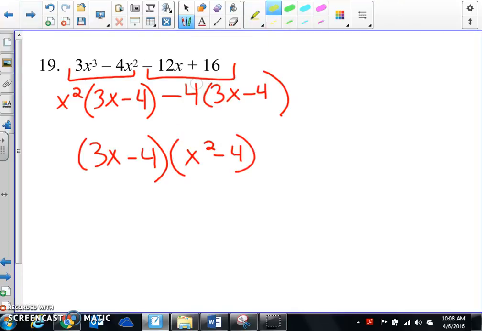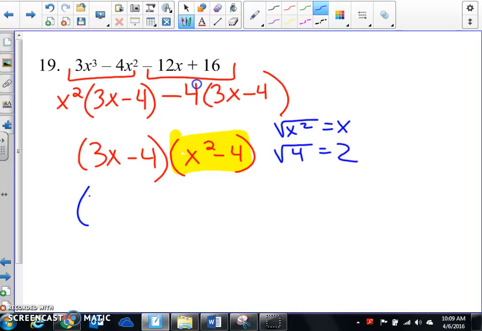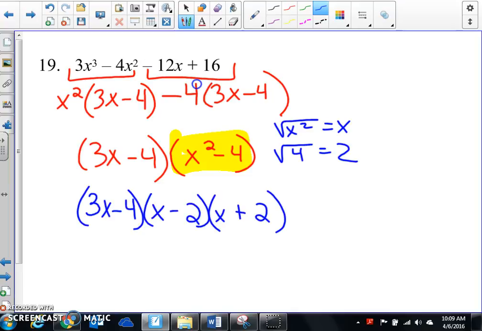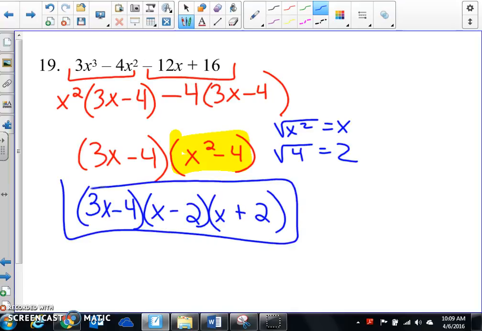Once again, this is a difference of perfect squares. Square root of x squared is x. Square root of 4 is 2. Therefore, I drop my 3x minus 4, x, 2, x, 2, 1's minus, 1's plus. That is completely factored.